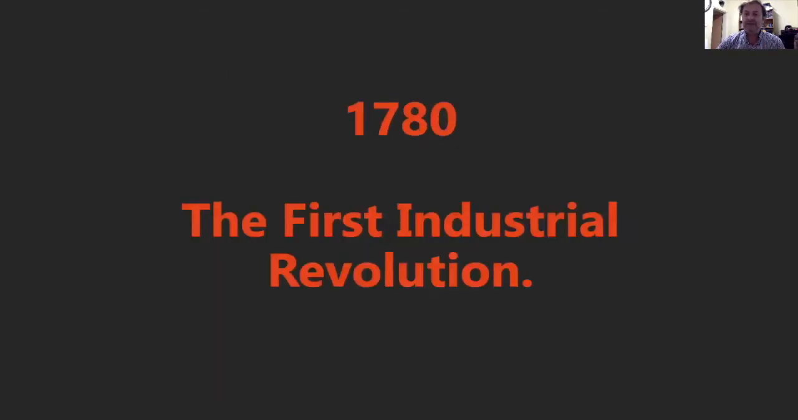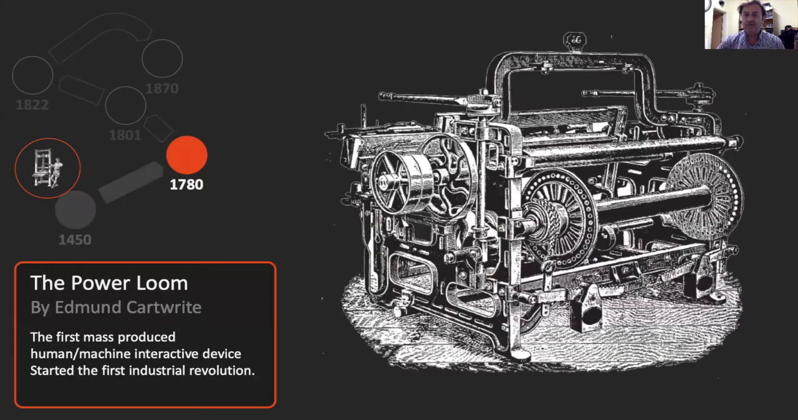1780 marks the beginning of the first industrial revolution. It is now more than 200 years since the beginning of one of the most incredible periods in human history. The world changed from a handcraft economy to one dominated by industry, machine, and manufacturing, starting in Britain in the 18th century and from there spreading to other parts of the world.